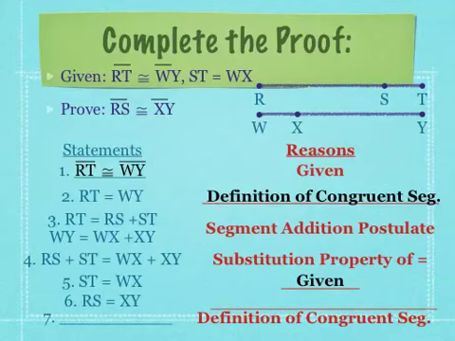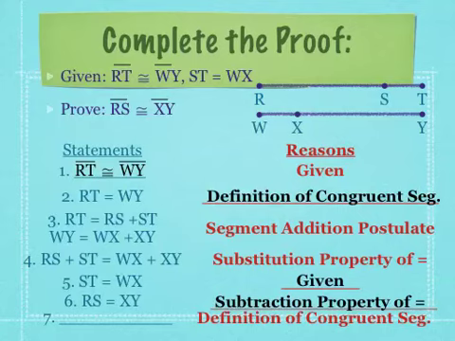Now, if you look at number 4 and number 5, notice that on number 4, on the left side of my equal sign, I have an ST, and on the right side of my equal sign, I have a WX. Then in statement 5, they tell me that those two things are equal. Because ST and WX are equal, I can subtract ST from the left side of my equal sign and WX from the right side and just get RS equals XY, because of the subtraction property of equality.